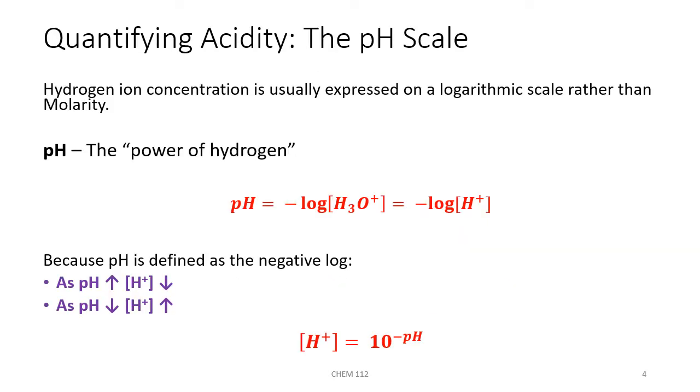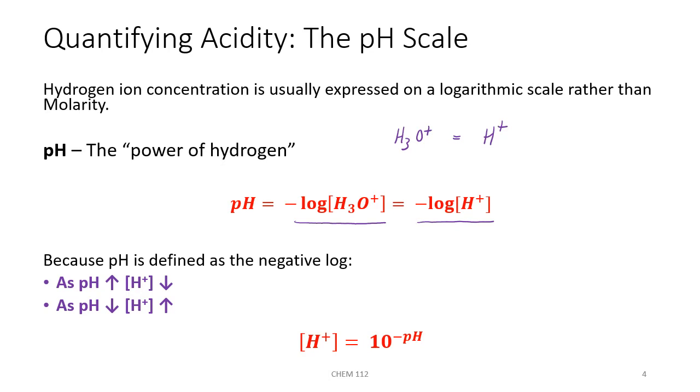Hydrogen ion concentration is typically expressed using a logarithmic scale rather than molarity. This is known as the pH, or the power of hydrogen of a solution. The pH is defined as the negative log of the hydronium ion concentration, but for short it's often written as the negative log of the hydrogen ion concentration. Recall that H3O+, hydronium, and H+, a proton, are used interchangeably.